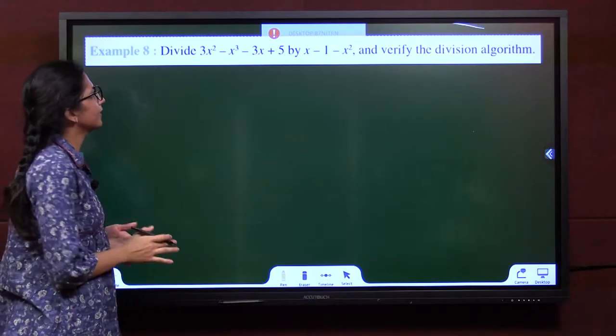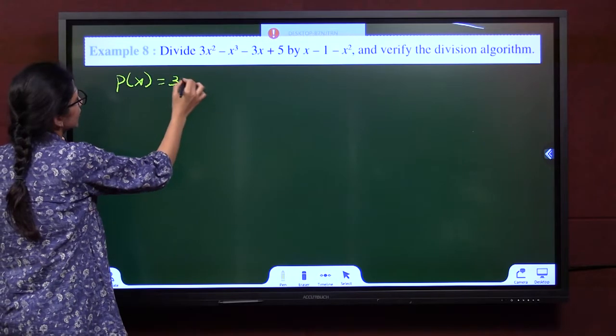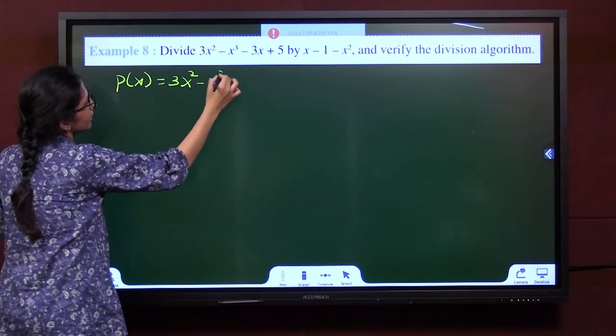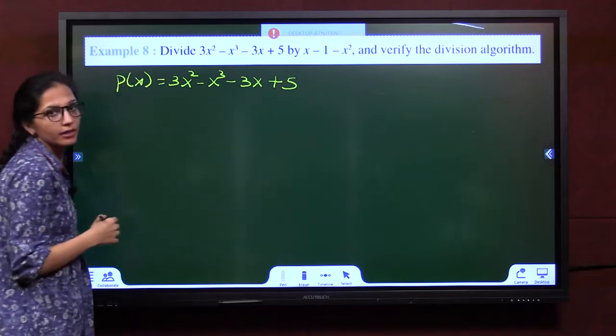So example 8, P of x is given as 3x square minus x cube minus 3x plus 5.